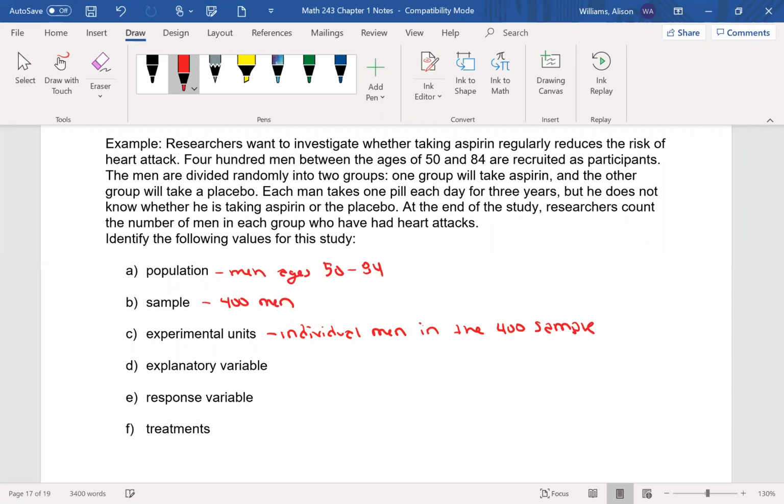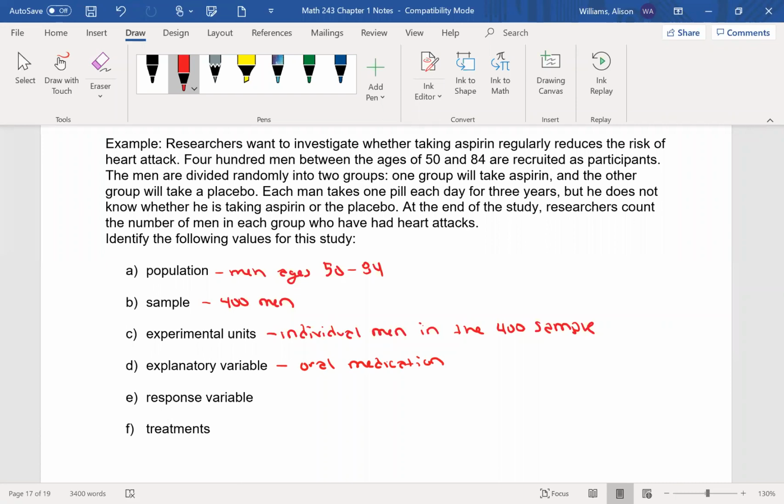Okay. The explanatory variable in this. So the explanatory variable is we're checking to see if taking aspirin reduces heart attacks. So we're looking to see if aspirin is reducing heart attacks. That's the thing that we're trying to explain. But we actually have two levels. Some are taking aspirin and some are taking a placebo. So in this case, the explanatory variable is that they're taking a medication, an oral medication. Each of them is actually taking a medication, maybe the placebo or the aspirin.